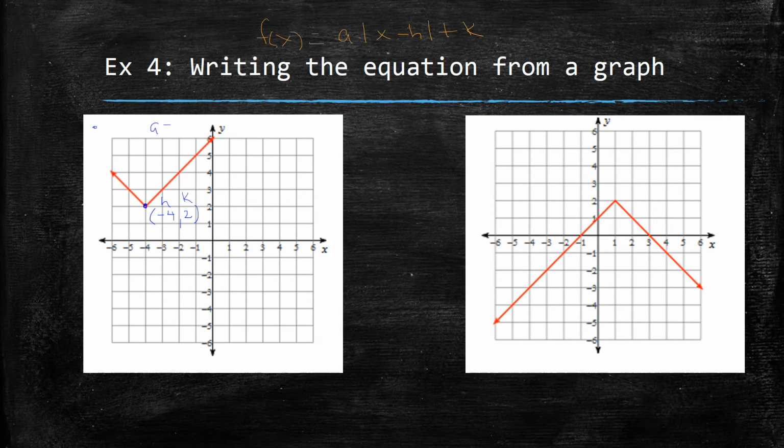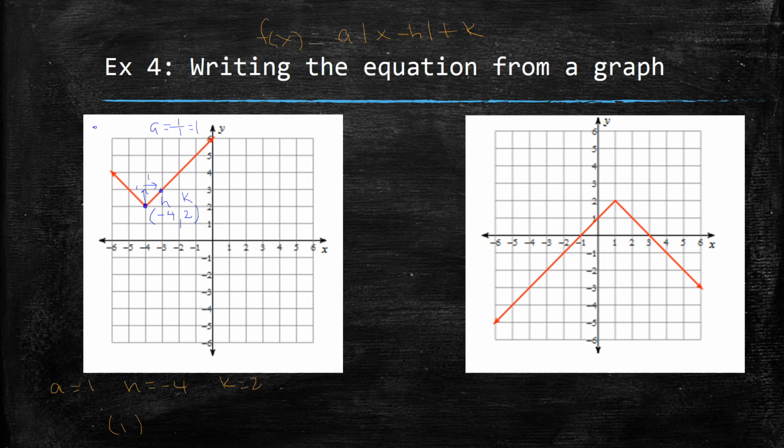The next thing you have to do is find your slope. So just pick another point on the graph and find your rise, which here is 1, and your run is 1 as well. So 1 over 1 is just 1. Okay, and in the positive direction, it's opening up. So all you have to do is plug them into your equation. So you have a is equal to positive 1, h is equal to -4, and k is equal to 2. So you plug them in.